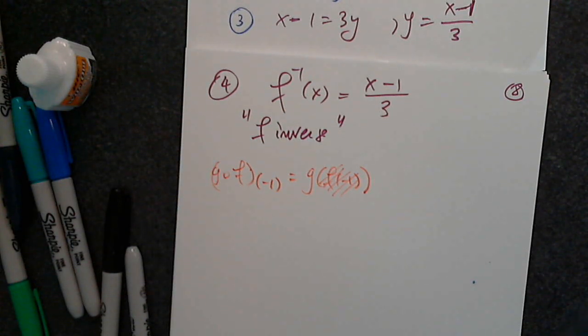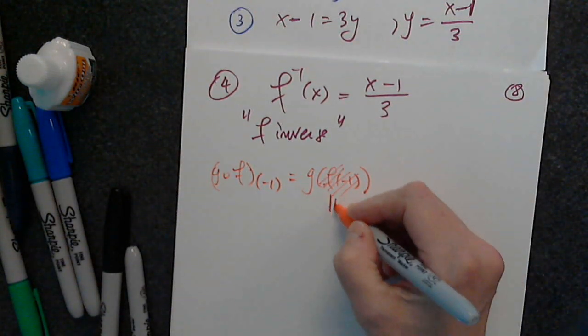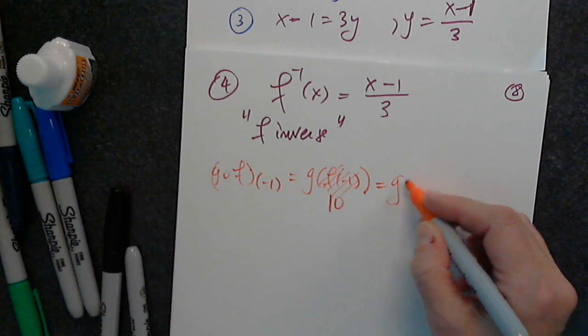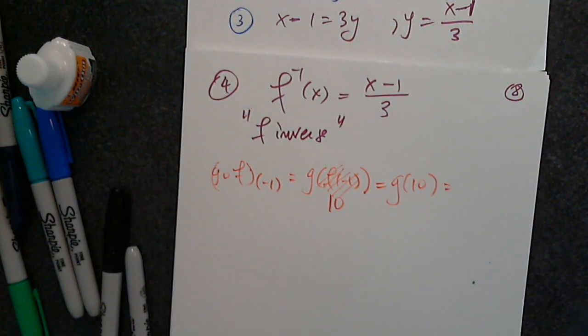Okay, let's go back. Do we have f of -1? And what is it if we have it? F of -1 is 10. When x is -1, the function is 10. Would we agree? Perfect. So we have 10. So this piece gets replaced by 10. So now we are looking to find g of 10.